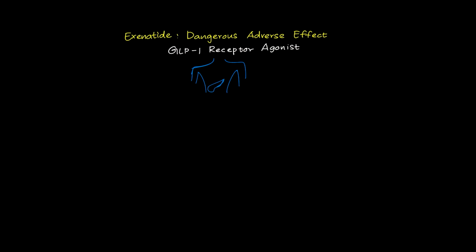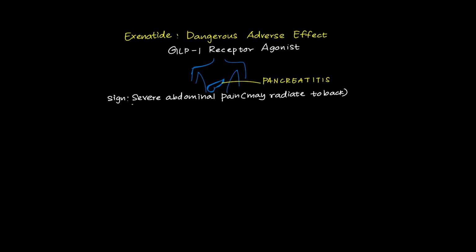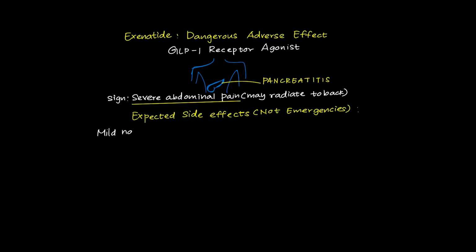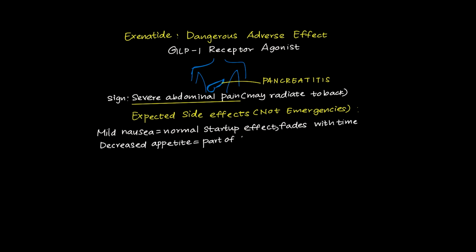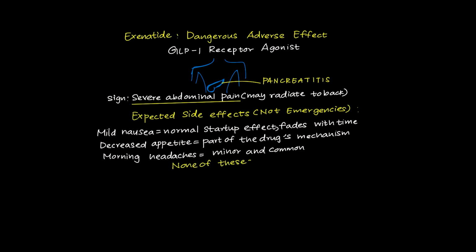Exenatide is a GLP-1 receptor agonist, and the most serious adverse effect in this drug class is pancreatitis, inflammation of the pancreas. Abdominal pain, especially pain that radiates to the back, is the hallmark warning. Mild nausea after the first injection, totally normal. GLP-1 drugs slow gastric emptying, and nausea is the most common startup side effect. It usually fades. Decreased appetite. That's actually part of how the drug helps with weight management. It's a feature, not a bug. Morning headaches, minor and common, nothing that screams emergency.